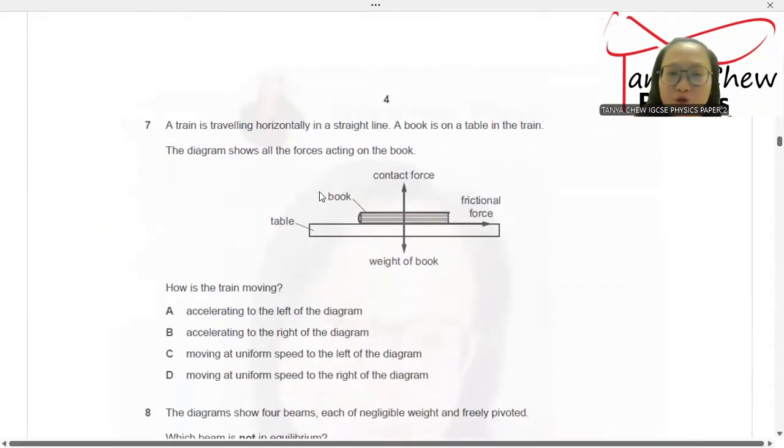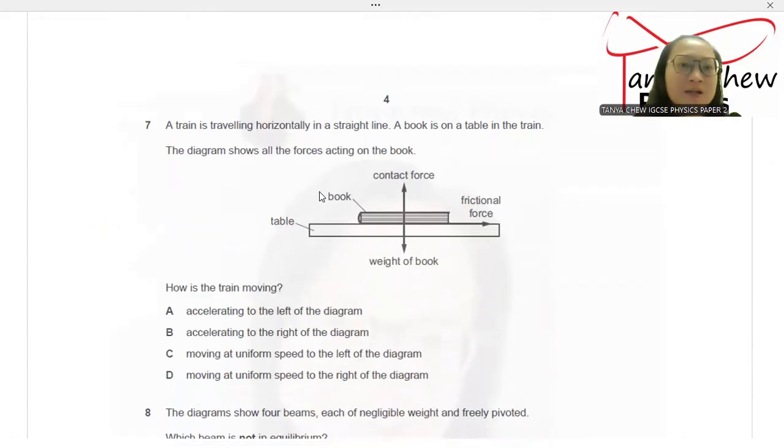Now, question number 7. A train is traveling horizontally in a straight line. A book is on the table in the train. The diagram shows all the forces acting on the book. How is the train moving? First of all, the question did not mention it, so I look at the length. If you have a ruler, to be more specific, you might want to measure the length of the weight, which is acting at the center of the book, and compare with the length of the contact force. I don't think the book will leave the table or sink into the table. So I say the upward force, which is a contact force, is being balanced by the weight of the book. So the book is not sinking or floating inside the train.